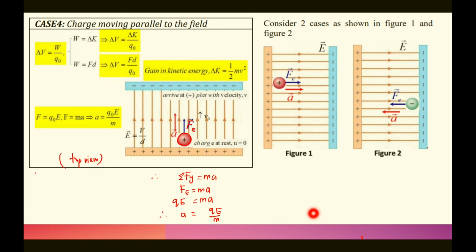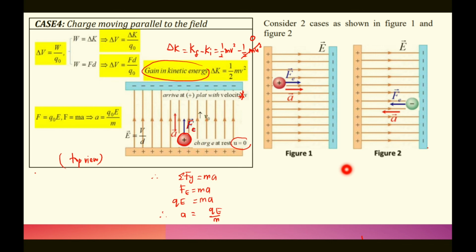And if the charge starts from rest, therefore U is equal to 0. And when there is a change of the kinetic energy, when the charge arrives at this point, there is a final velocity of the charge. Therefore, the charge has gained kinetic energy. We can calculate the change of the kinetic energy, K final minus K initial, which is equal to half mv squared minus half mu squared, and this is equal to 0.